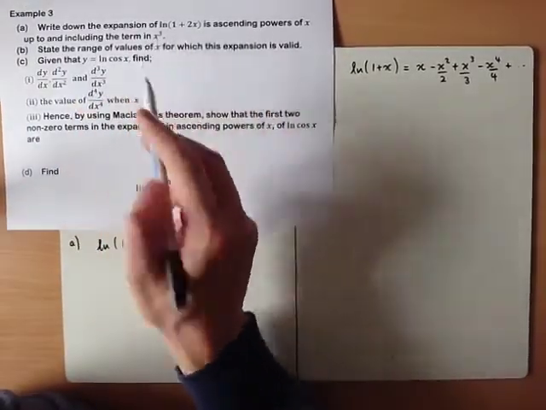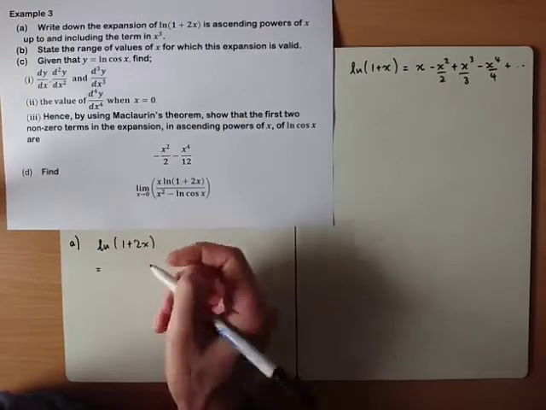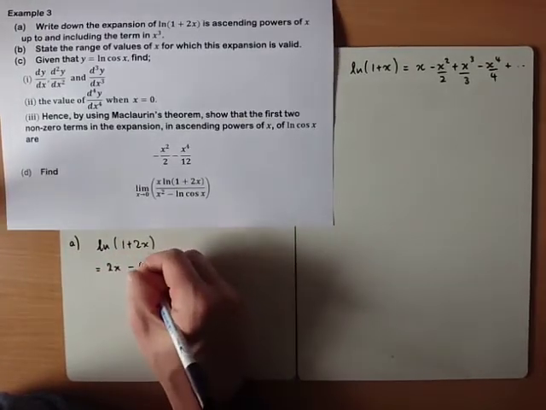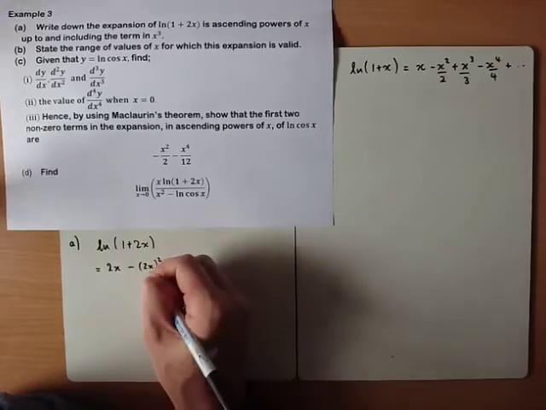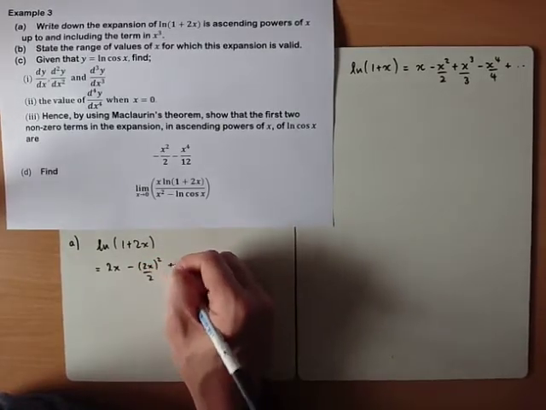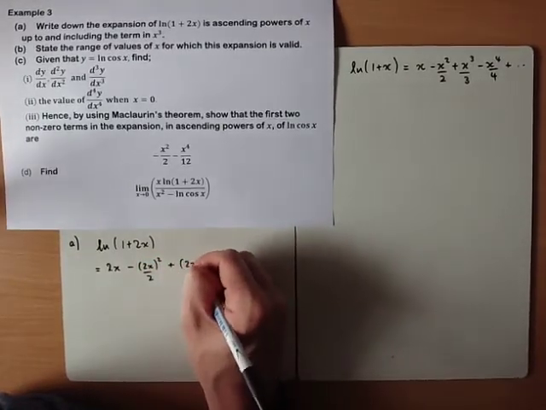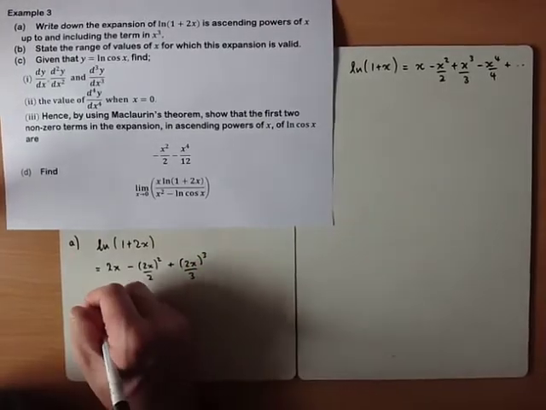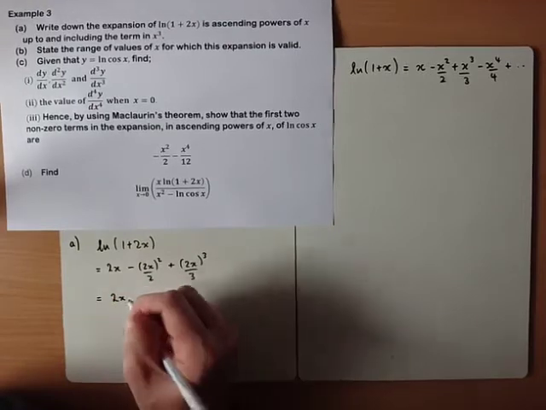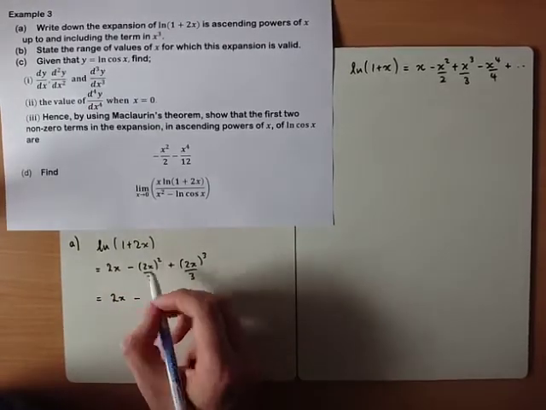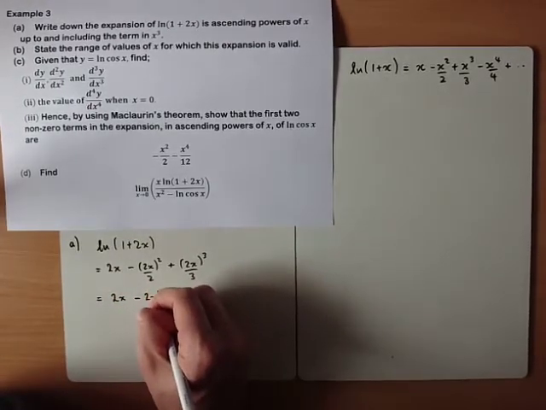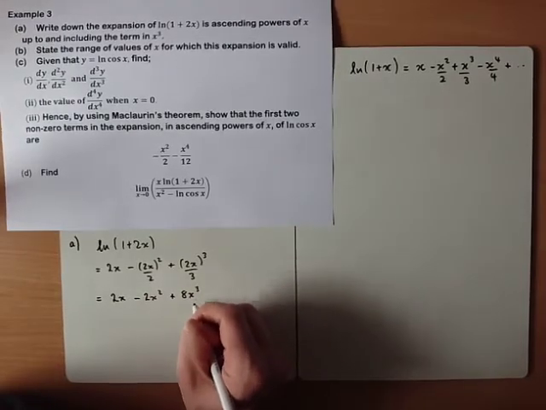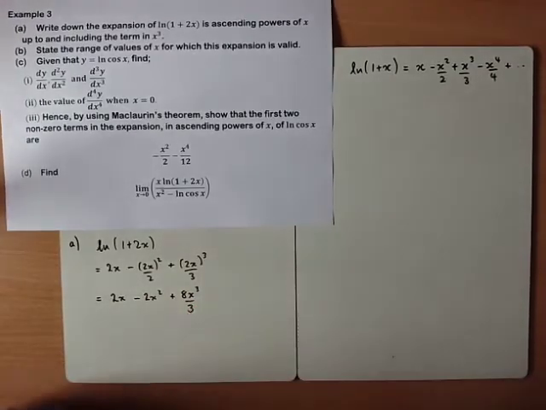So we want to go up to x cubed, so that would equal 2x minus 2x squared over 2 plus 2x cubed over 3, which would be 2x minus 2x squared plus 8x cubed over 3.